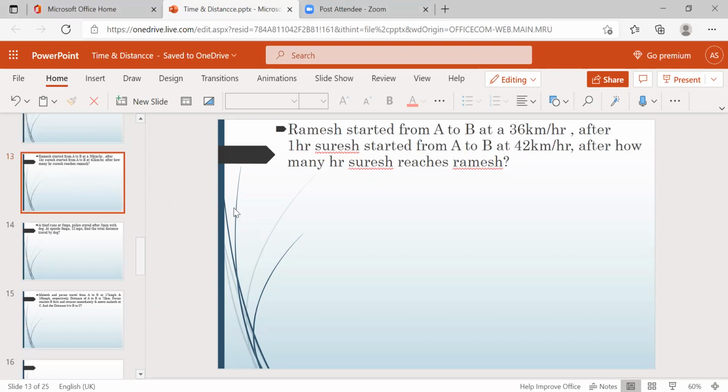Now the second question. Ramesh started from A to B at a 36 kilometer per hour speed. After 1 hour, Suresh started from A to B, the same place, at 42 kilometer per hour. After how many hours does Suresh reach Ramesh? They're asking us to find this. So, overtaking or reaching. Very interesting actually.